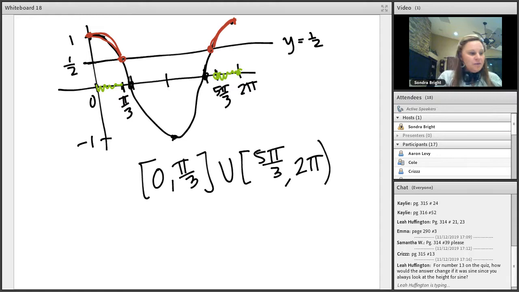So again, we had absolute value in the notes. This one did not have absolute value. And two different ways of doing it. You choose which way you like better.